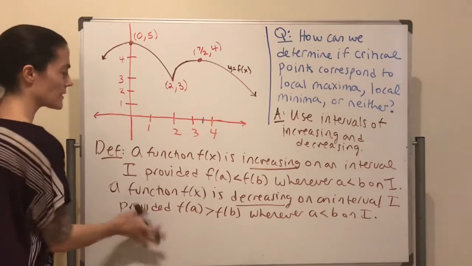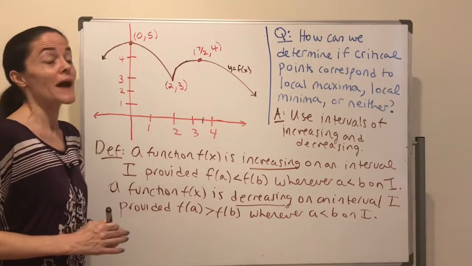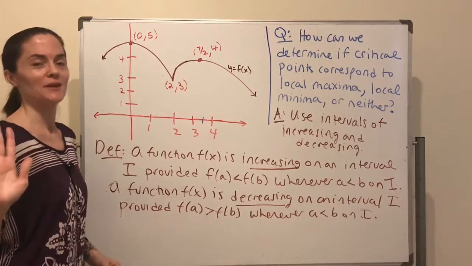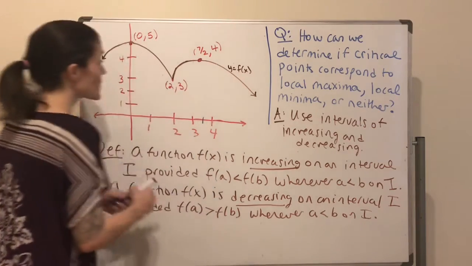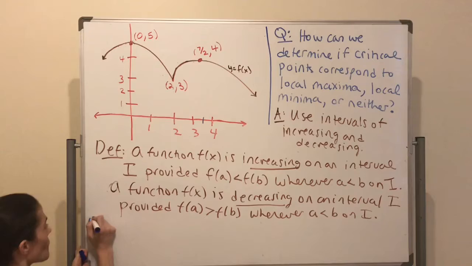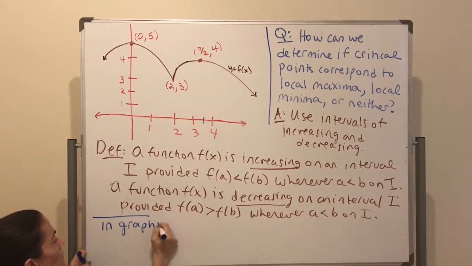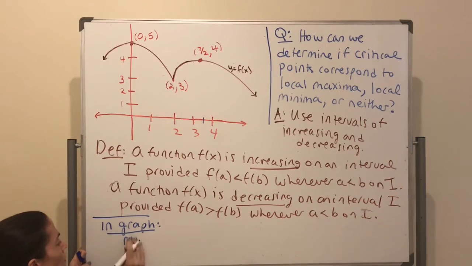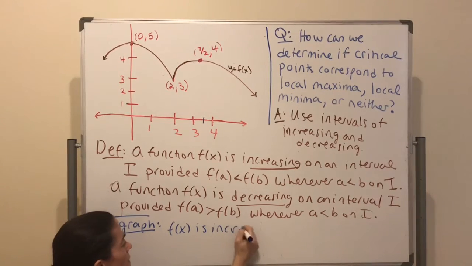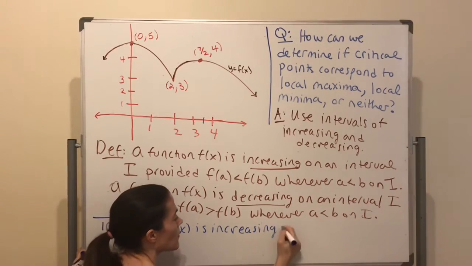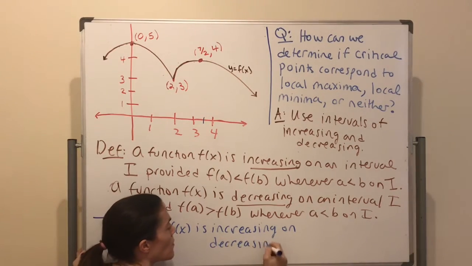Now, I think I have enough space here to go back to this graph and write down the open intervals of increasing and decreasing. Maybe I will do this in blue. So for this function, f of x is increasing on, and then decreasing on.